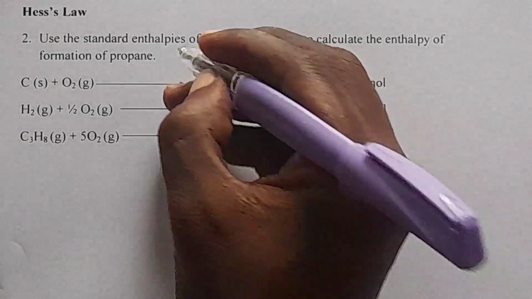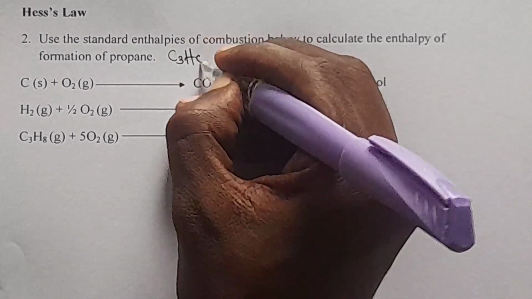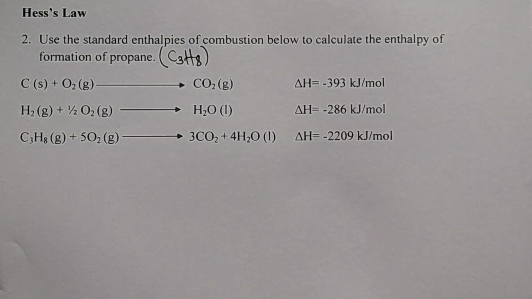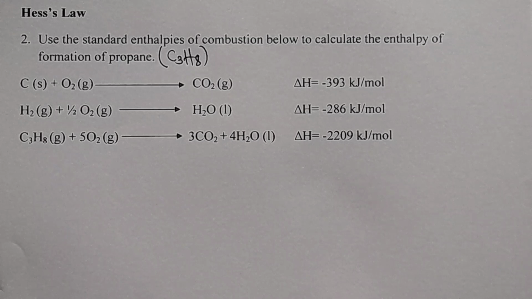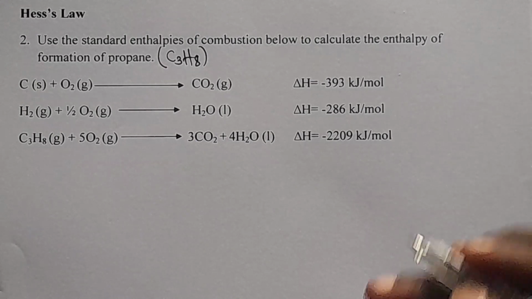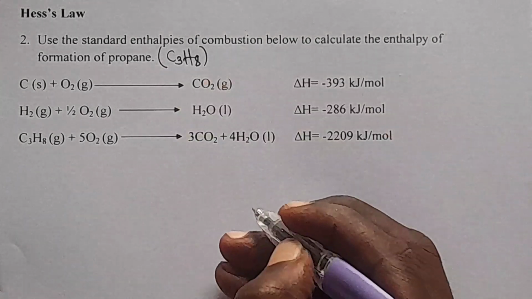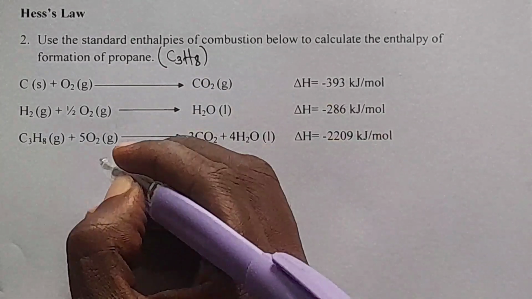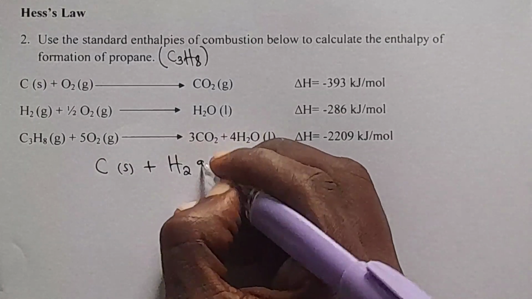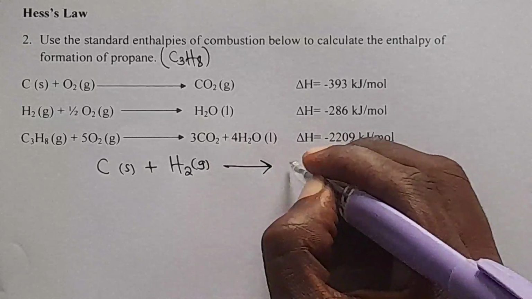Okay, how do you write propane? Propane is written C3H8. That's how we are going to write propane. So, what is enthalpy of formation? Enthalpy of formation, we said, is the enthalpy change when 1 mole of a substance is formed from its constituent elements in their standard state. So, what are the constituent elements of propane? It is carbon, which is solid, plus hydrogen, which is gas, giving us now propane.